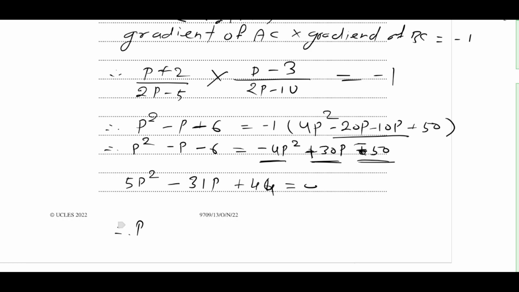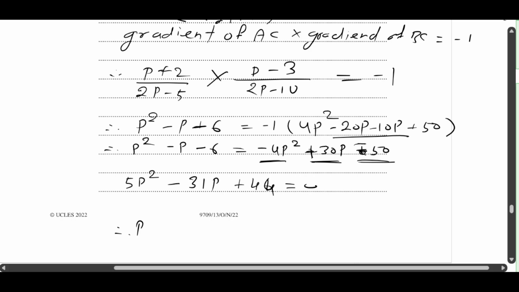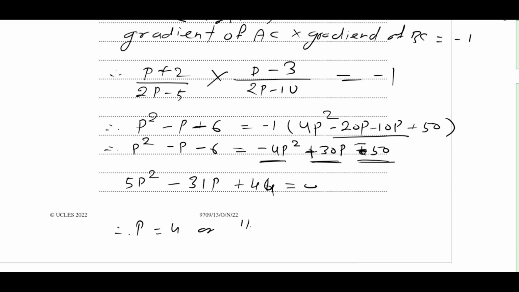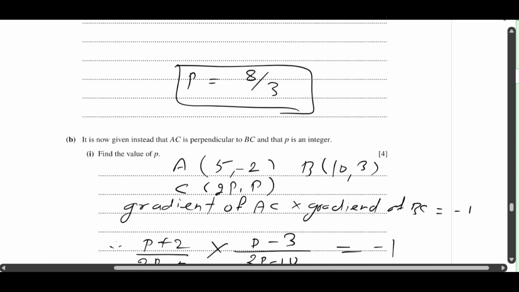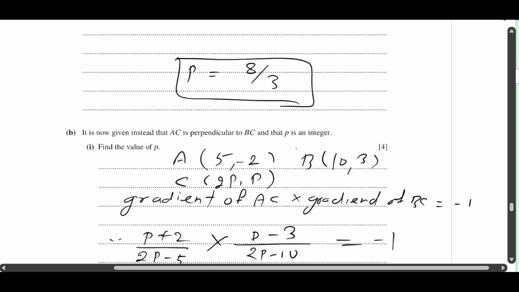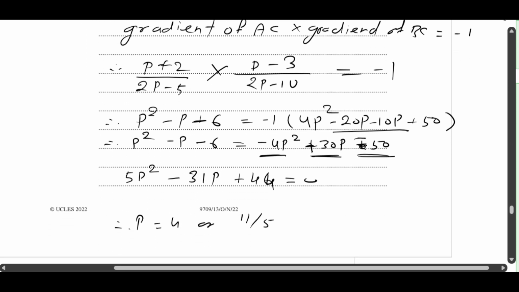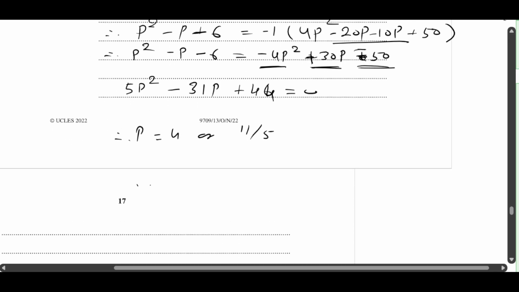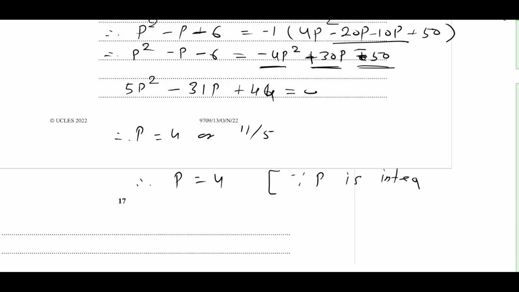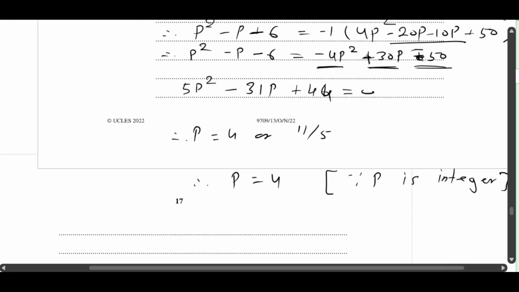So therefore the value of p we will get is 4 or 11 by 5. So this p is 4 or 11 by 5. Now read this question. P is an integer, so therefore p is 4, the reason being p is an integer.